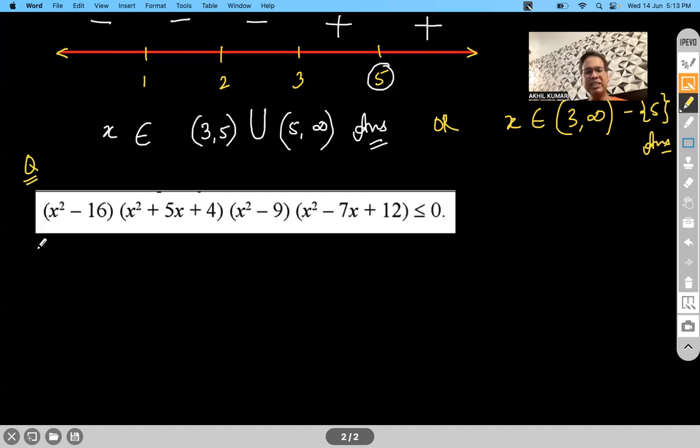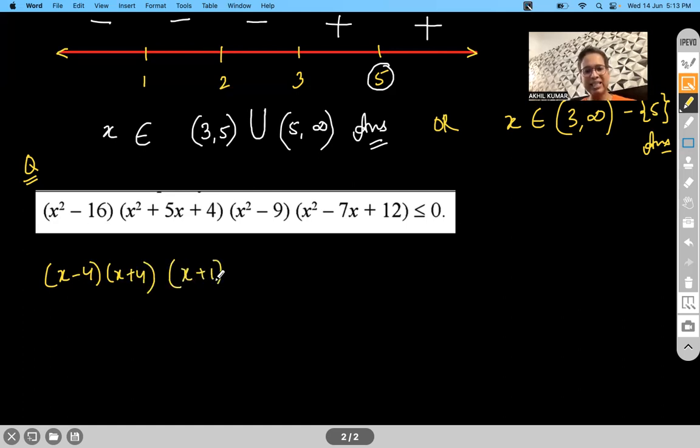Now, before we start making our number line, it is advisable that you start factorizing it completely. Most of the terms are quadratic expressions in themselves, so let us try to factorize each one of them. x square minus 16 is x minus 4, x plus 4. x square plus 5x plus 4 can be factorized as x plus 1, x plus 4 again. Now remember, x plus 4 is already there, so you put a square over here. I hope the factorization you are able to understand.